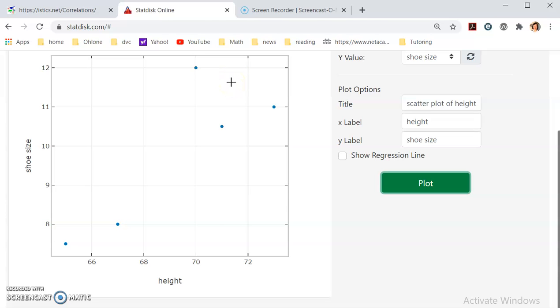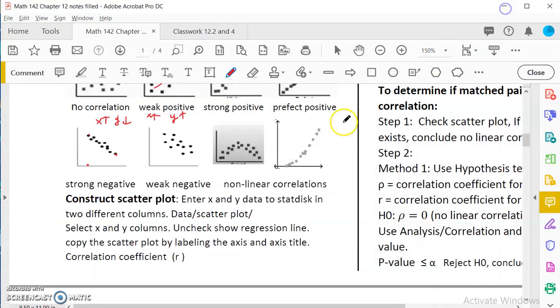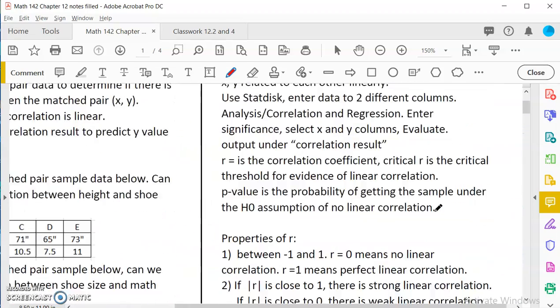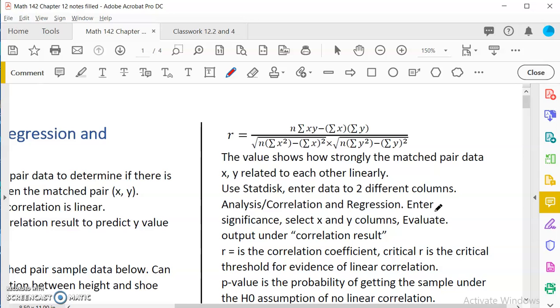So if I am to copy this down, I'll copy it as, so do I have a place I can copy it down? No. So just remember if you are to copy it down, that's how you do it.